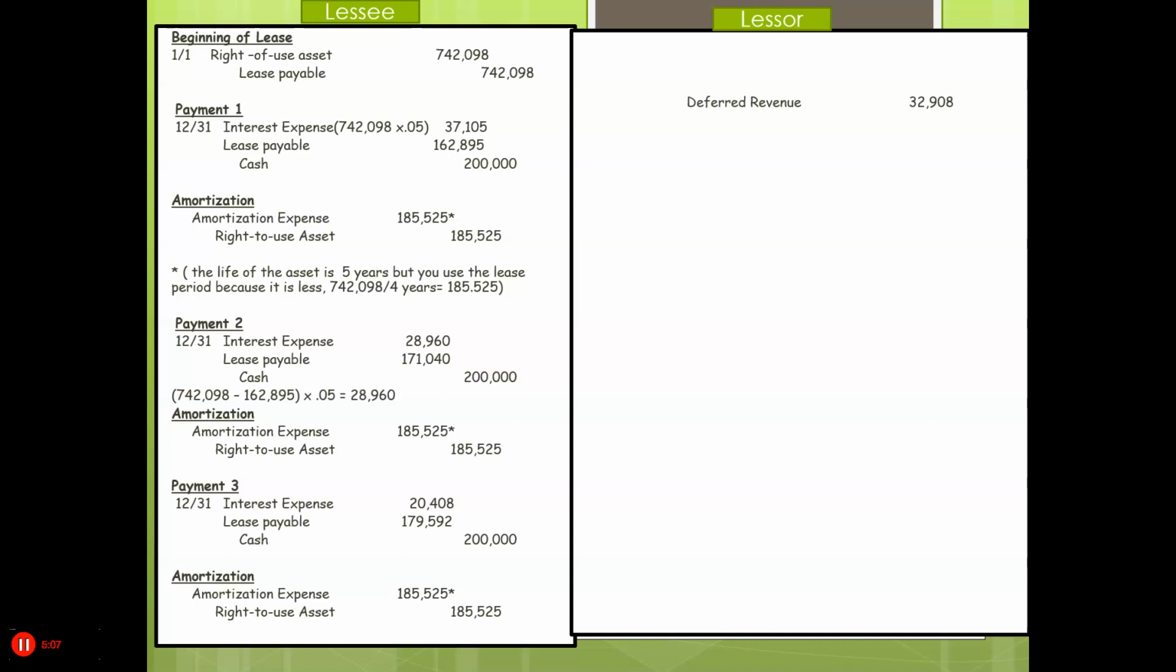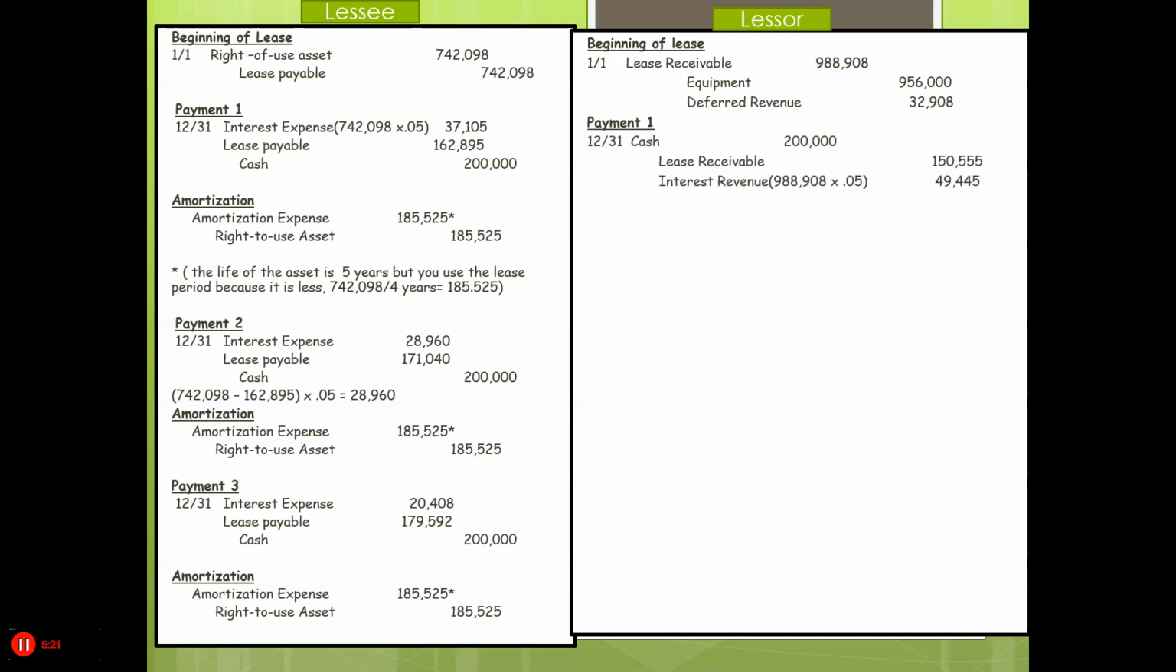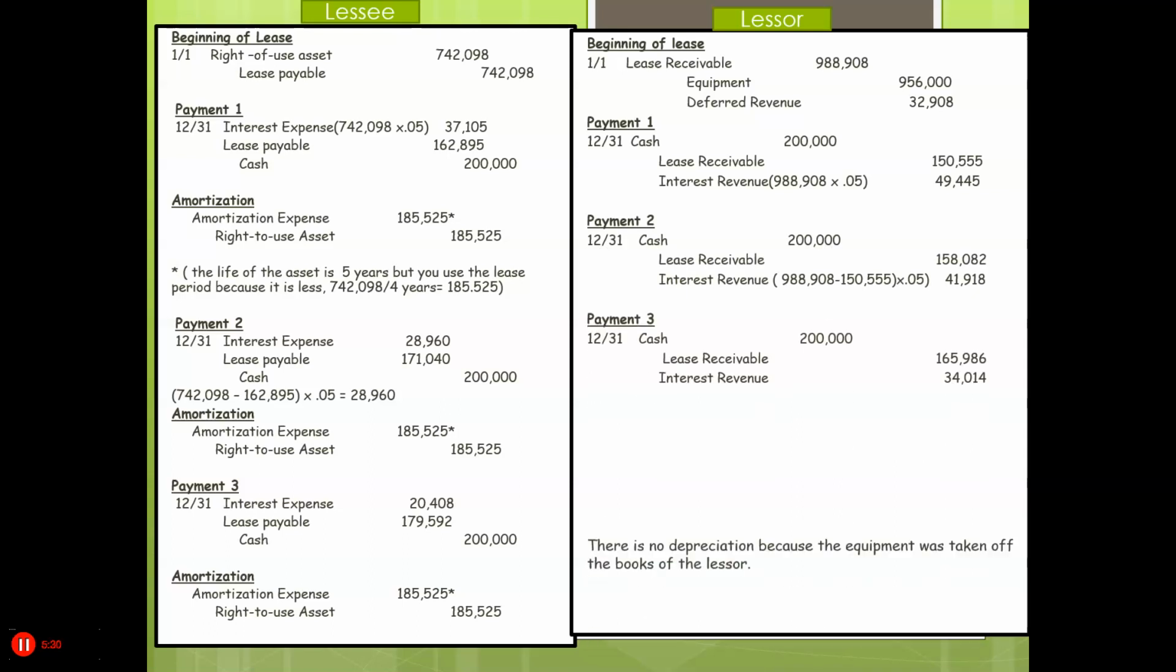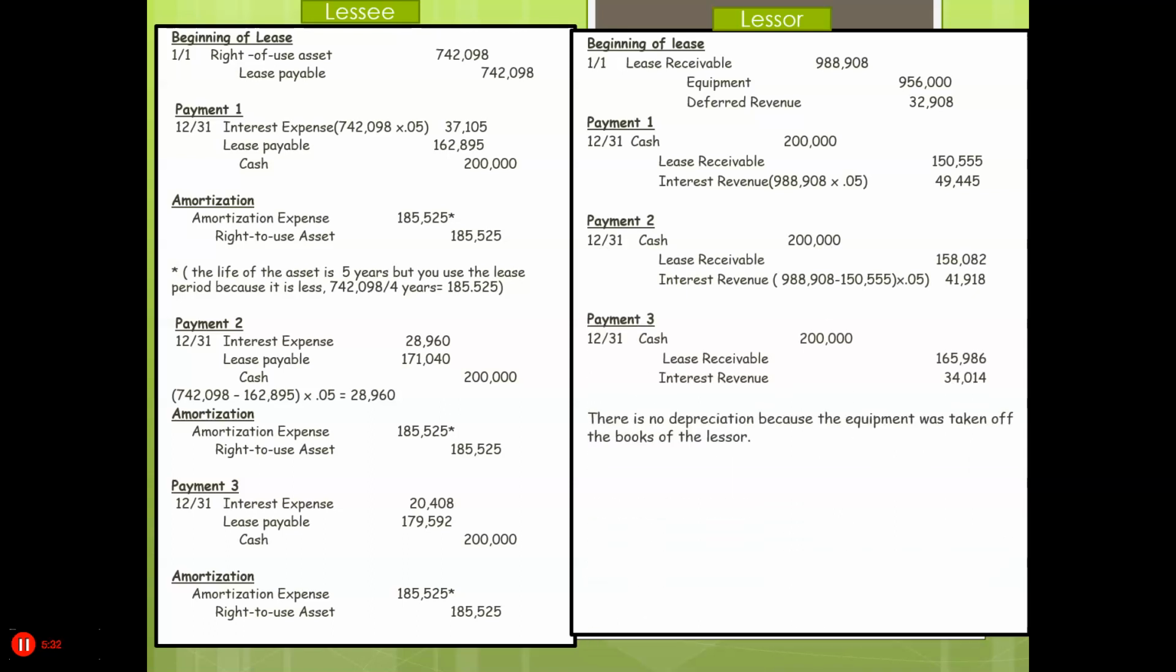Now, what does it look like on the side of the lessor? Well, the beginning of the lease, we would have lease receivable, equipment, and deferred revenue, which would be the net present value of that excess of $40,000. So we would go ahead and show our lease payments, which, if you notice, the interest revenue is different. And there's no depreciation because the equipment has been taken off the books.